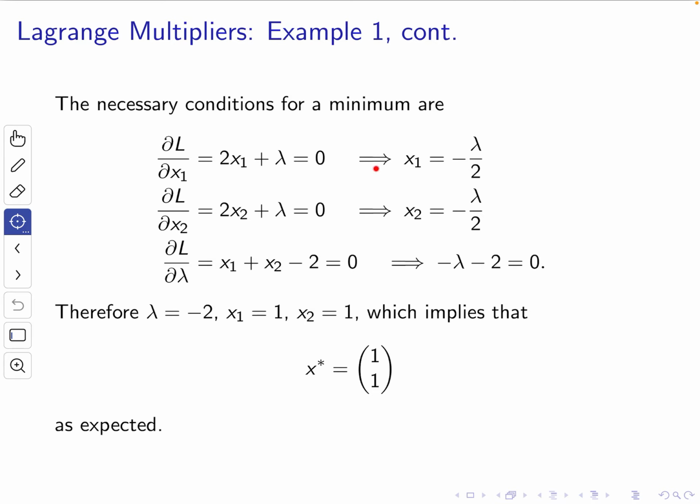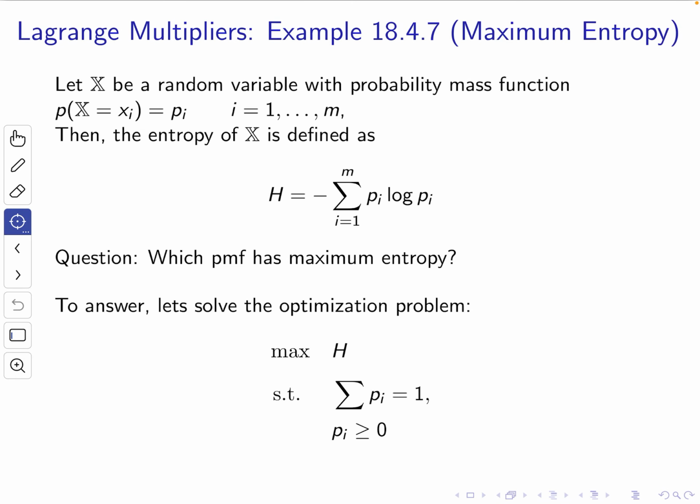From the first equation, I get that x1 is equal to minus lambda over 2. From the second equation, I get that x2 is equal to minus lambda over 2. And from the third equation, if I plug in x1 and x2, I get minus lambda minus 2 is equal to 0. So I can solve for lambda here. Lambda is going to equal minus 2. And once I have lambda, I can go back and solve for x1 equal to 1 and x2 equal to 1. So my optimal is (1, 1), just like I expected from doing the example problem.